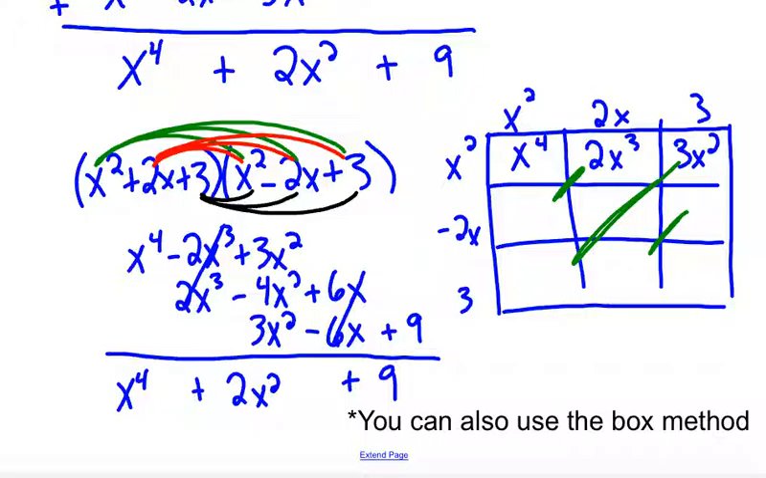Long story short, I don't care what method you use. If you want to FOIL, if you want to use the vertical method, if you want to use the box method, if you want to use some sort of combination of the 3 things, I don't care, as long as you get the right answer and you're comfortable doing it.